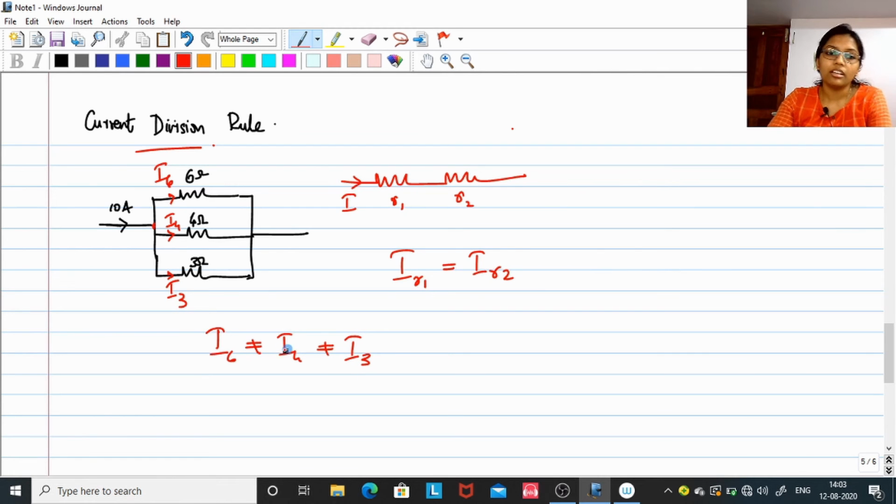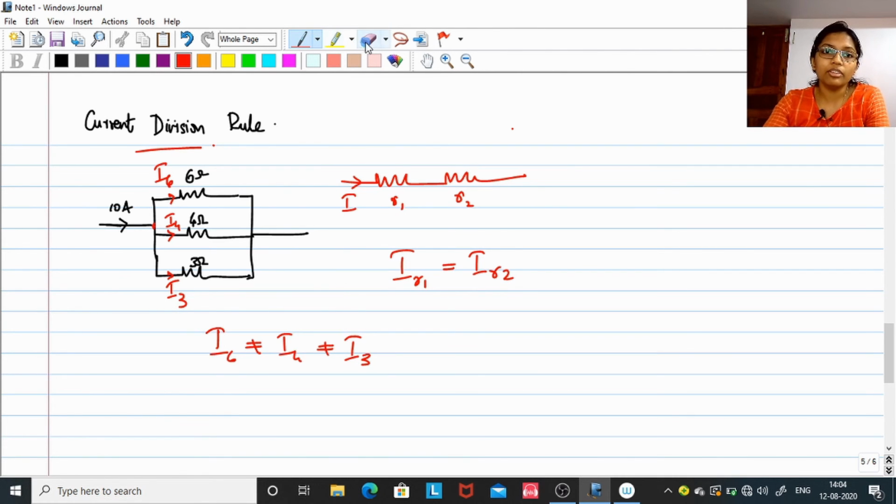A major share of the current will go through the lowest resistive path, which means the 3 ohm will have the highest current and the 6 ohm will have the least current. So we need a current division rule to find the values for I6, I4 and I3.